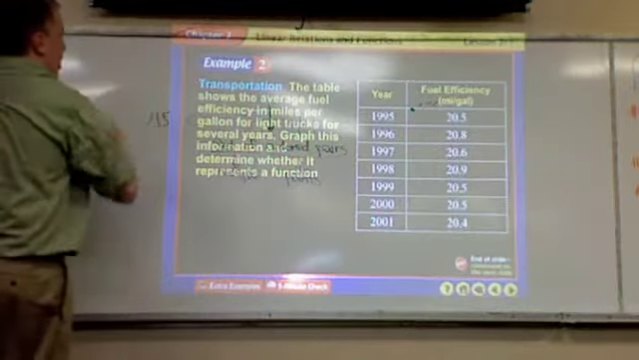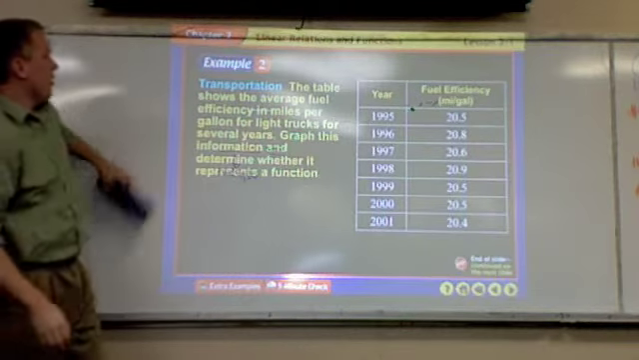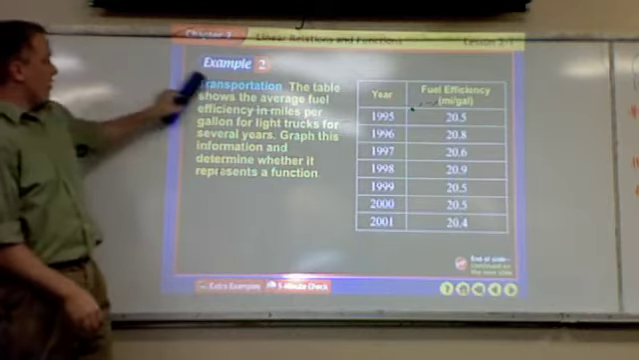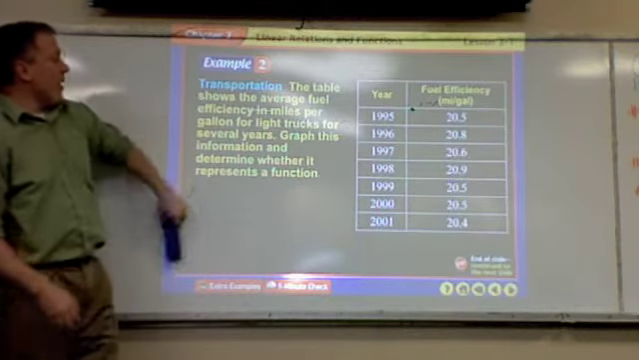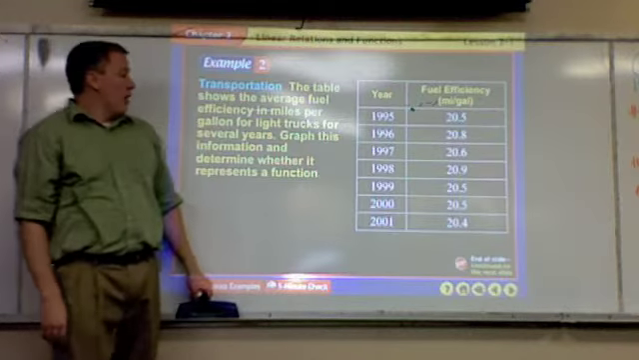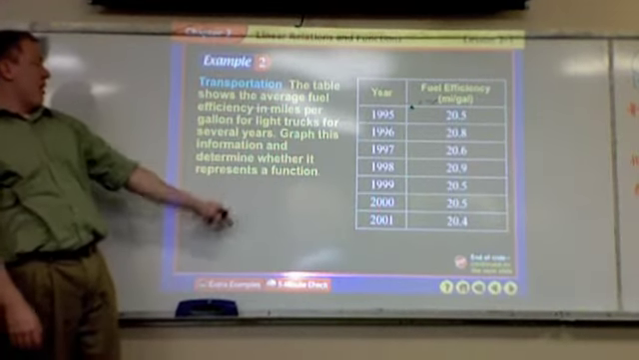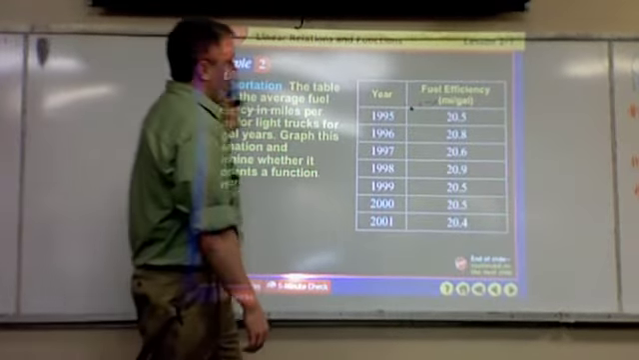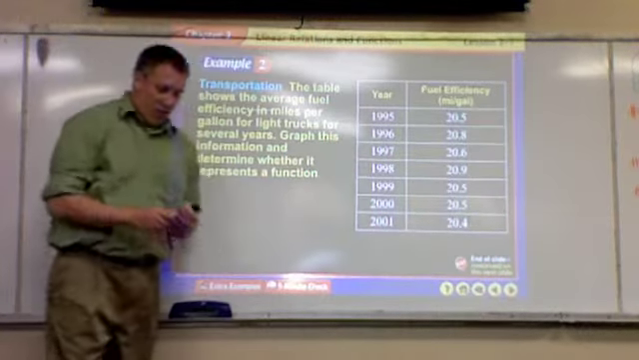We're going to do this one quickly. The table shows the average fuel efficiency in miles per gallon for light trucks for several years. Graph this information, so all they mean is just make a graph like what we did before, and determine whether it represents a function. Here's the question though. I have some new words for you.